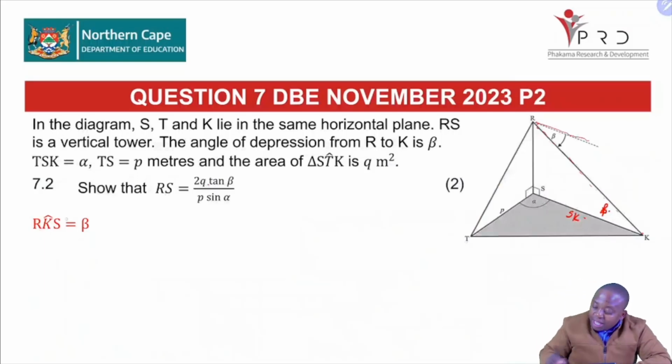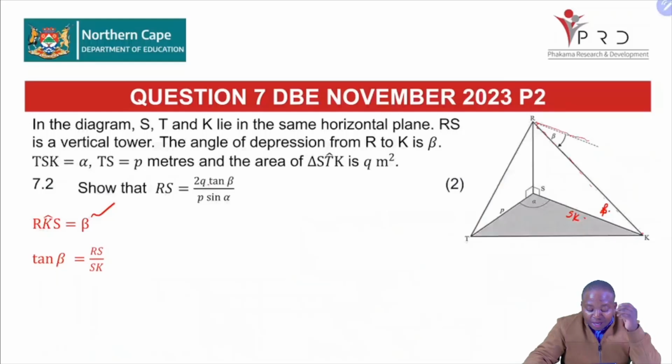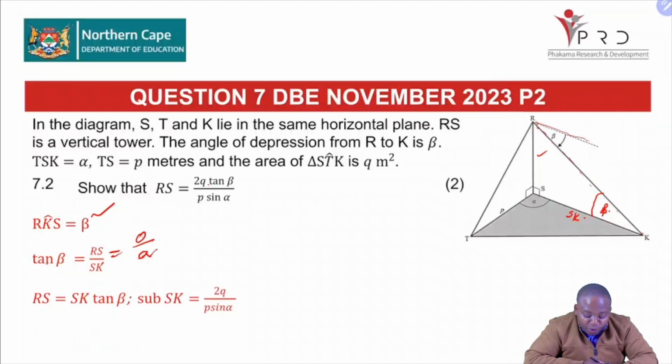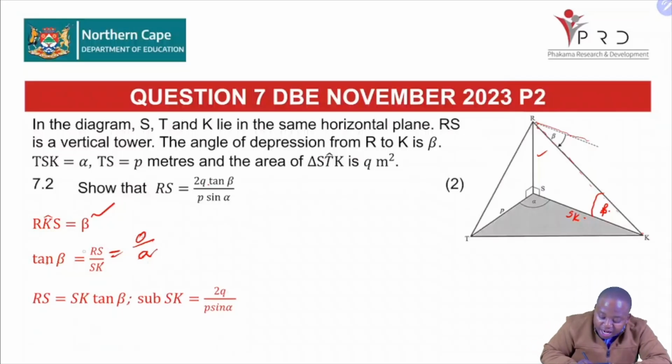So the first thing is that angle RKS is equal to beta, because the angle of depression is equal to the angle of elevation. When I use tan beta right here, tan is equal to opposite over adjacent. My opposite is RS all over SK. Then what I can do from the following is to cross multiply in this case.